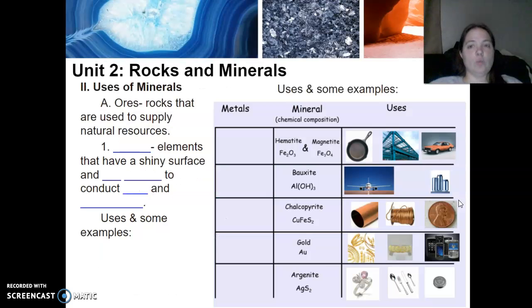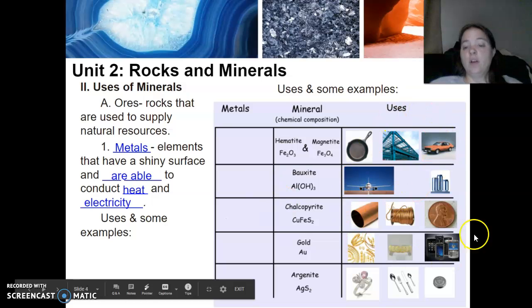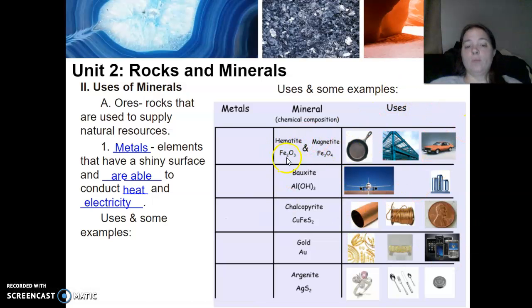Okay, so there are some uses. Why are minerals important? Well, some of these minerals make metals, or are metals. They're elements that have a shiny surface and are able to conduct heat and electricity. And here are some minerals right here and their uses. Now, what mineral would this be? If you look at the back of your reference table, which you definitely need today, Fe is on the bottom, and that stands for iron. If you have a cast iron pan, you should have known this is iron.